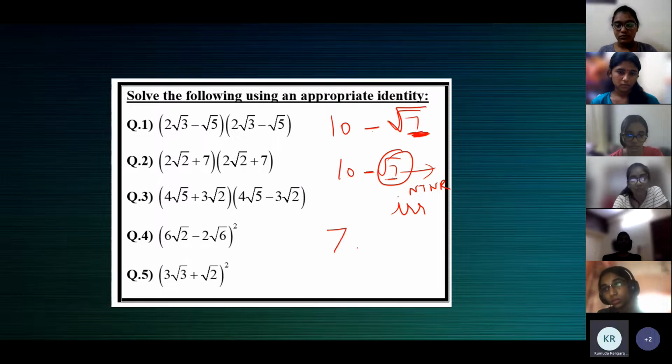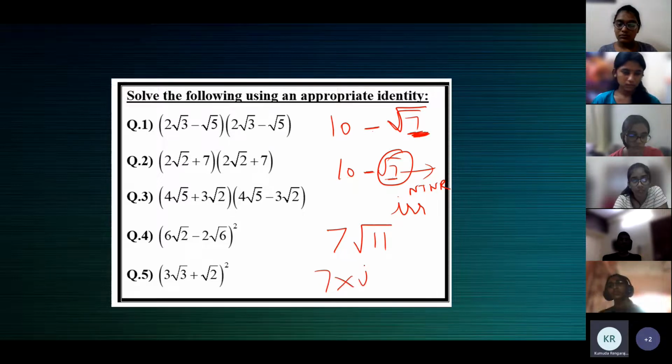See, 7 is rational. Root 11 is irrational. The product 7 into root 11, which is 7 root 11, is irrational.